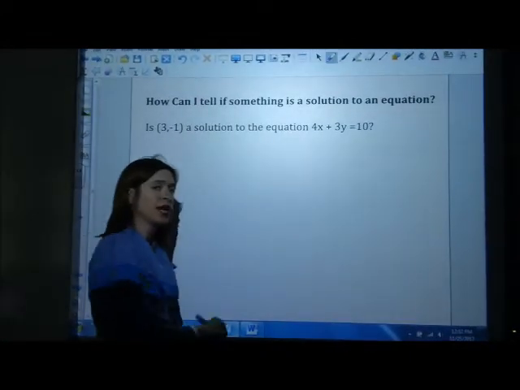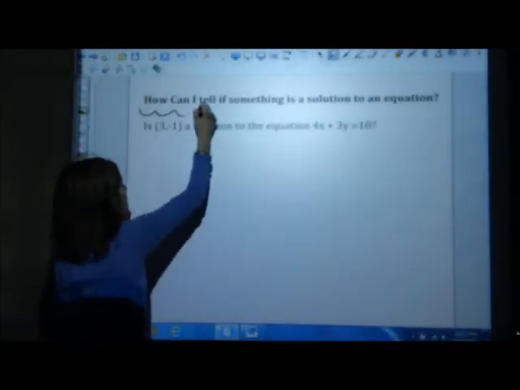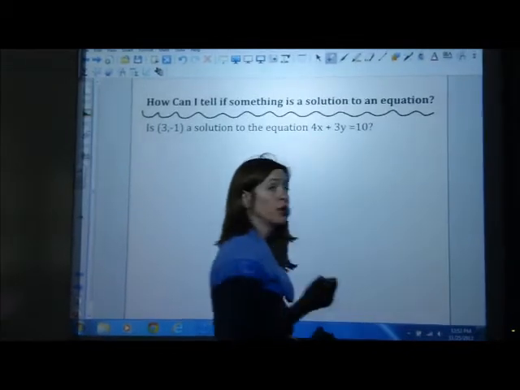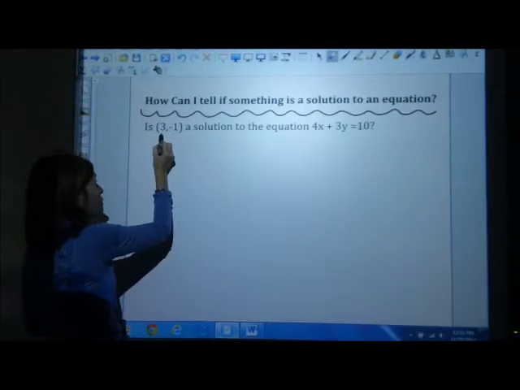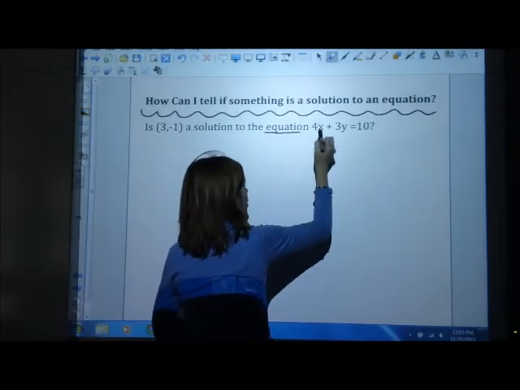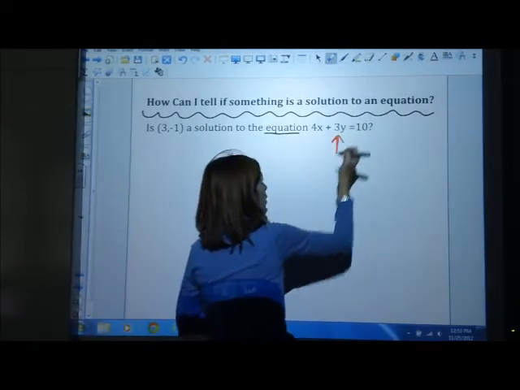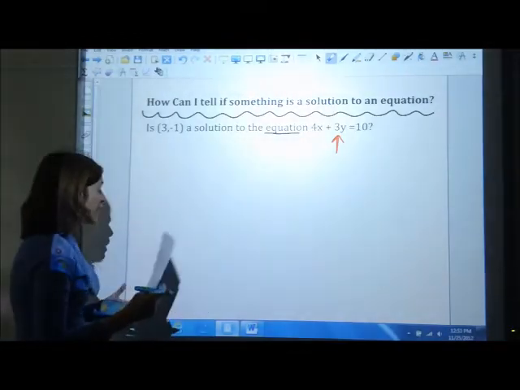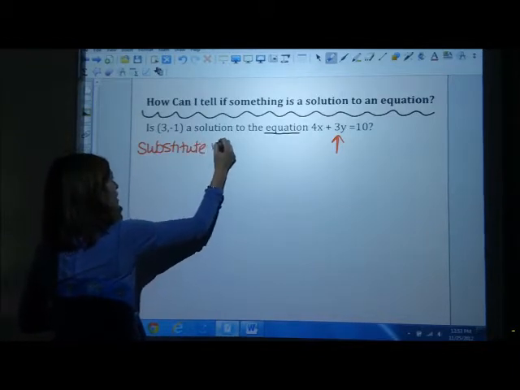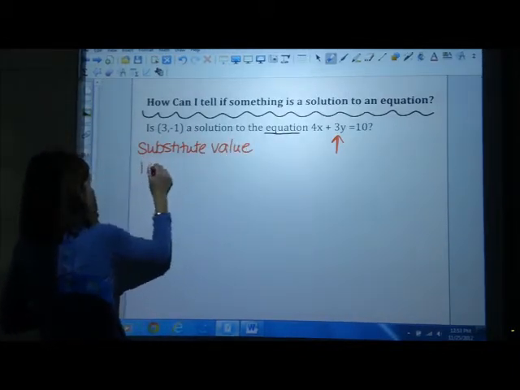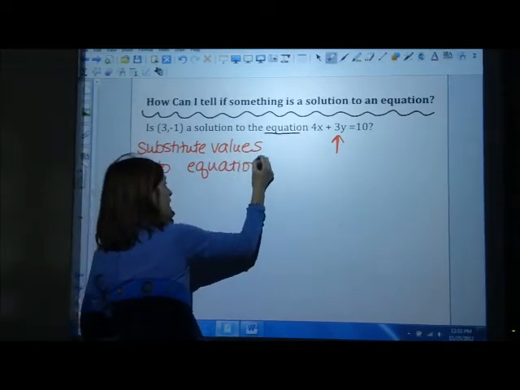So you guys have spent some time over the last couple of years working on coordinate points. We also want to make sure that we know how to tell if something is a solution to an equation using a coordinate point. So for example, is the coordinate point (3, -1) a solution to the equation 4x + 3y = 10? Well, notice that the equation has two variables in it, and so what we're going to do is substitute the values into the equation and see if the equation is a true statement.